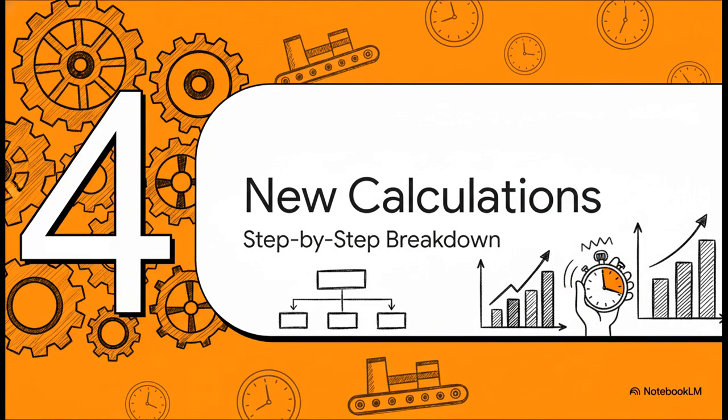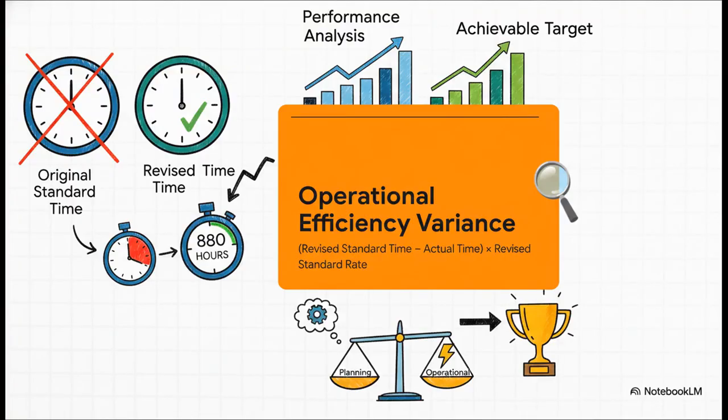All right, you ready to crunch some new numbers? Let's do this. We're going to start with the operational variance, because this one tells us what was really happening on the factory floor. So, here's the formula for the operational efficiency variance, and here is the absolute key. See that? We are not using the old broken standard anymore. No way. We're comparing the actual time to the revised standard time, those 880 hours. That is the new fair and achievable target.